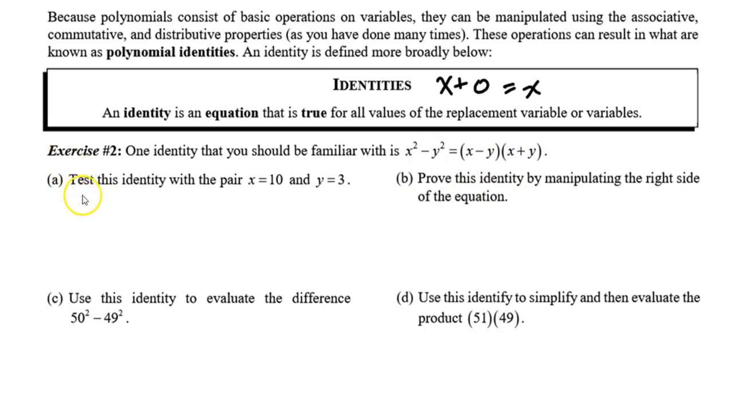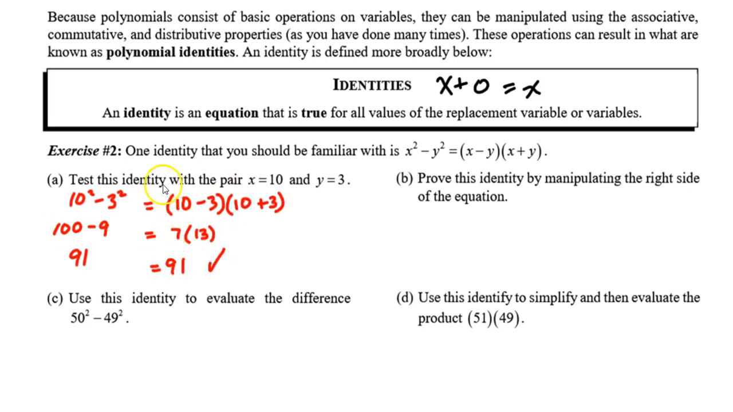So what I'd like you to do is sub in x equals 10 and y equals 3. Sub it into the left side, sub it into the right side, and show that it really works on both sides. Hopefully you took the time to do that. We'll work that out quickly. Okay, so we've shown here that it works for this particular pair of numbers. That's cool, but if I want it to work for all values of the replacement variable or variables, I need to do so algebraically. I can't just show it with two randomly chosen numbers.